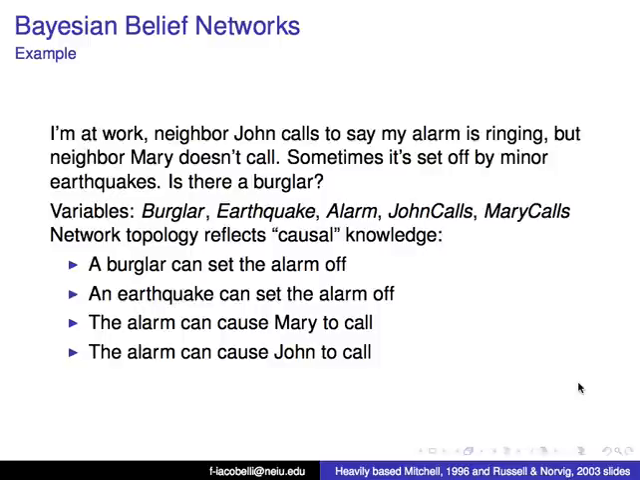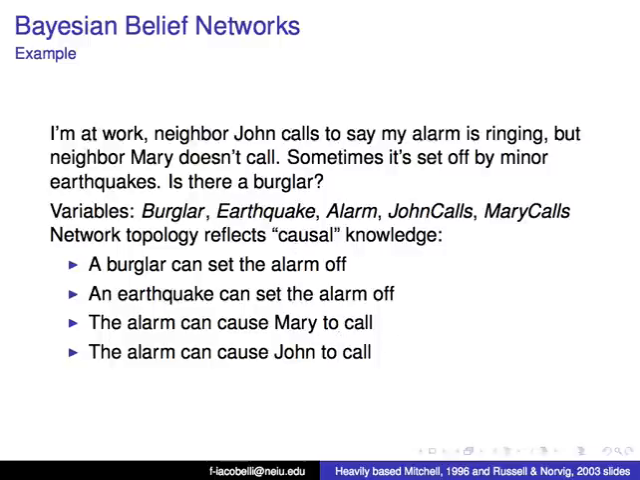Well, the variables of this problem are the burglar, whether there was a burglary or not, an earthquake, whether there was an earthquake or not that might have set off my alarm, whether my alarm is ringing, and the fact that John calls or might not call, and Mary calls, that might be true or false again, okay? Now, I not only need the variables, but also to figure out my little world of alarms and calls. I want to say that a burglar can set the alarm off, an earthquake can set the alarm off, the alarm can cause Mary to call me, and the alarm can also cause John to call me. It doesn't necessarily do these things, but it can cause these things, okay?